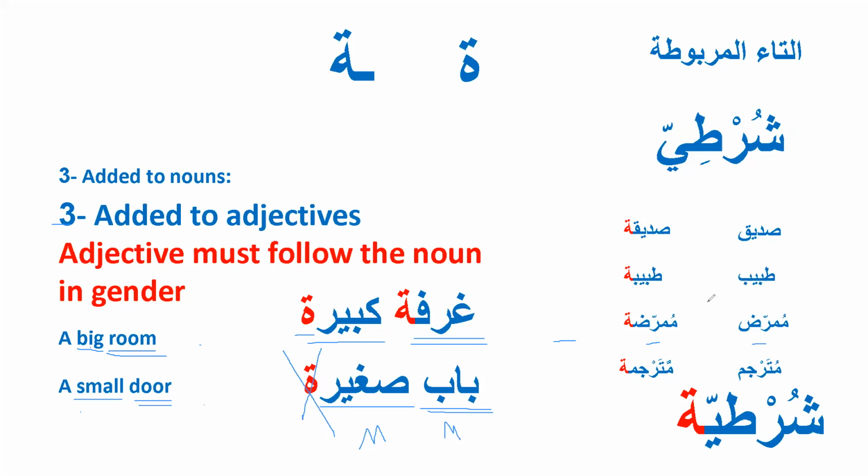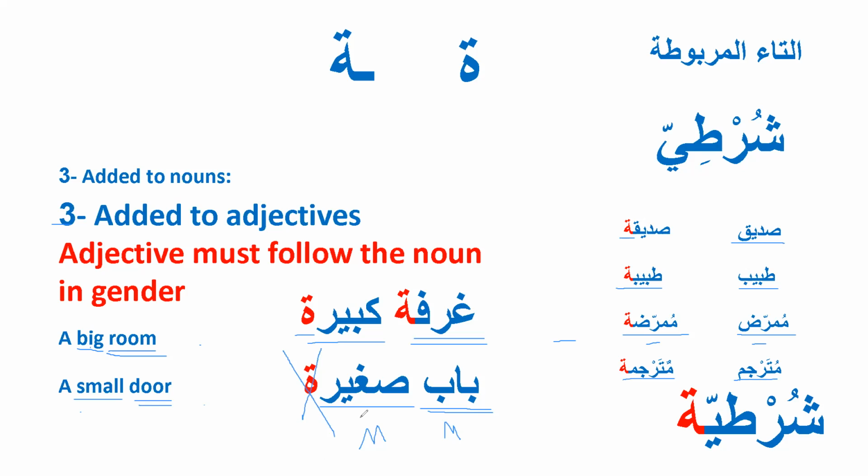To make a feminine with ta marbuta. First one, this word صديق. صديق means friend, male friend, but when we put ta marbuta, then it becomes a female friend, صديقة. طبيب and طبيبة. ممرض, ممرضة. مترجم and مترجمة.